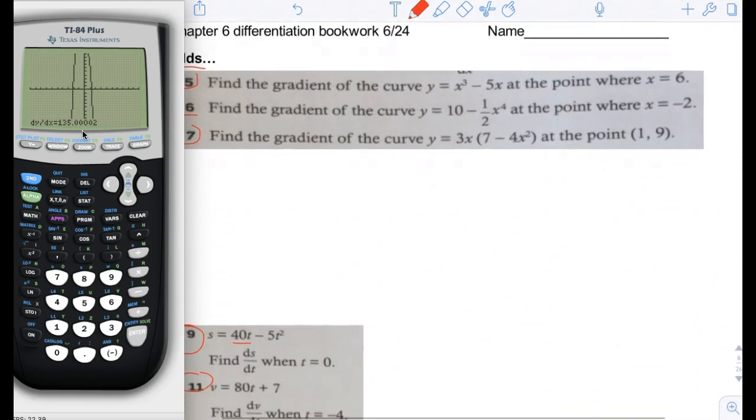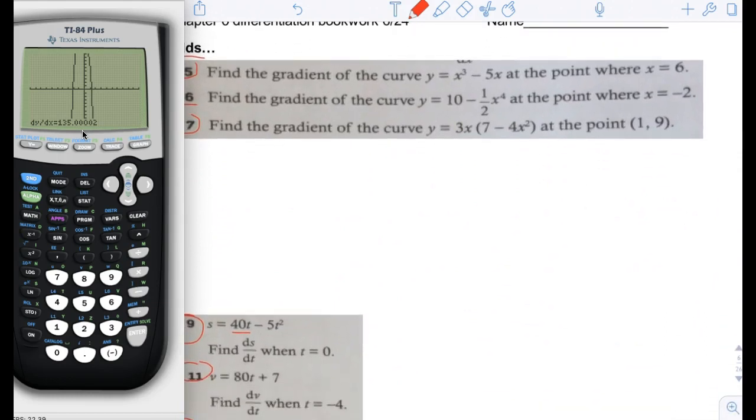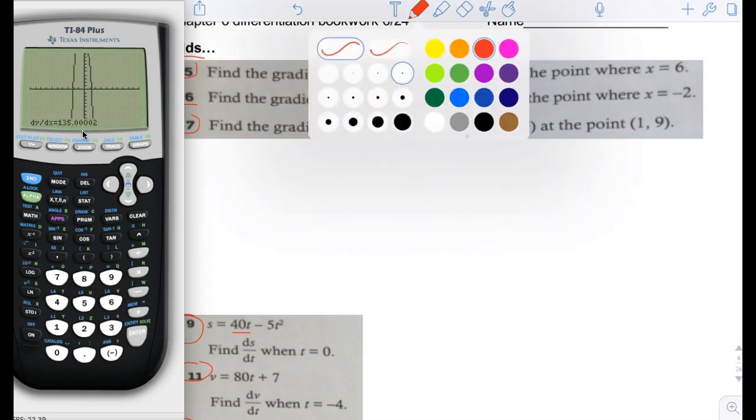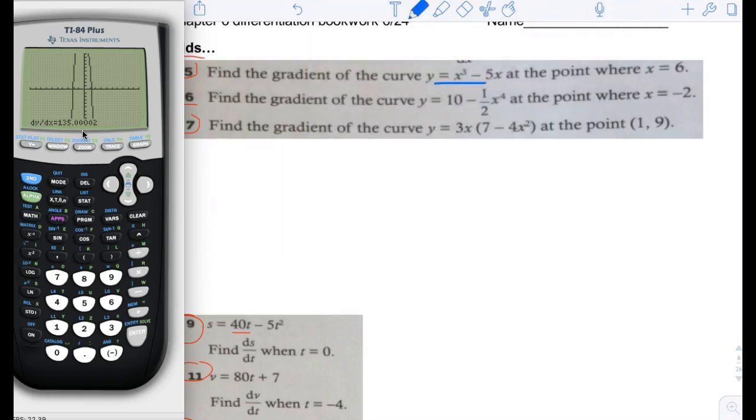All right, we're just doing the odds. So here it says find the gradient of the curve y equals x cubed, and so this is our blue function, at the point where x equals 6. So I'm just going to do this one with the calculator.